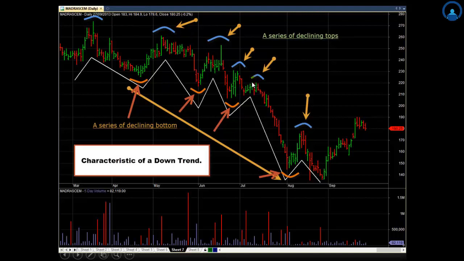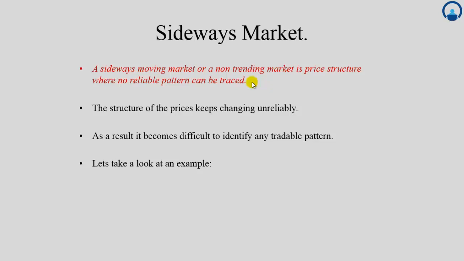So these are the characteristics of a downtrend: a series of lower highs along with a series of lower new lows. So what is a sideways market? A market that does not show characteristics of any trend can be categorized as a sideways moving market.